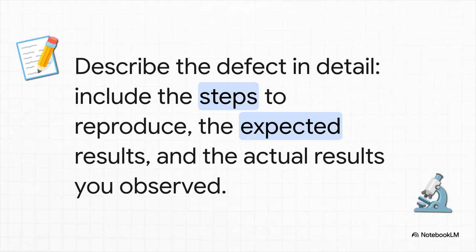Next up is the description. And this is your evidence locker. You've got to be meticulous here. You need to provide the exact steps to reproduce the problem. Then you state what should have happened. We call that the expected result. And finally, you describe what actually happened, the actual result. There can't be any ambiguity.